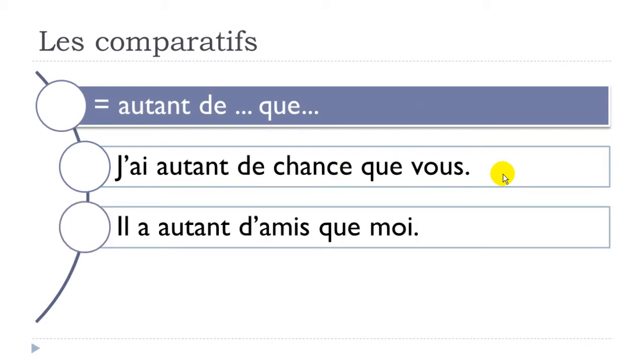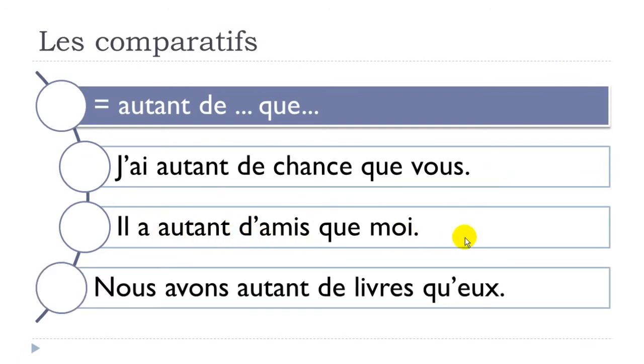Il a autant d'amis que moi. Okay, so as usual in French, you get this de here, but then if the word coming right after is starting with a vowel or h plus a vowel, then you should definitely take this away, okay? Il a autant d'amis que moi. Nous avons autant de livres que, okay? And then same thing here, as you can see here, you get this que, okay, but then followed by a vowel. In that case, needs to go away, and then you get this que.